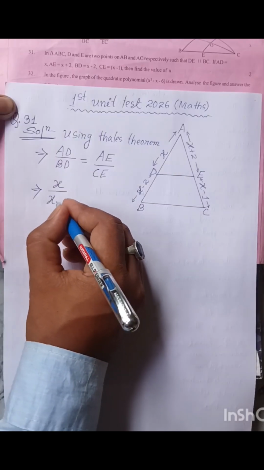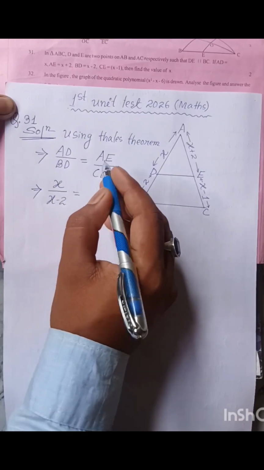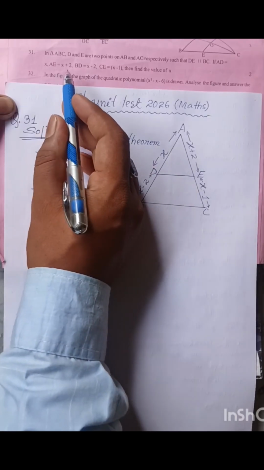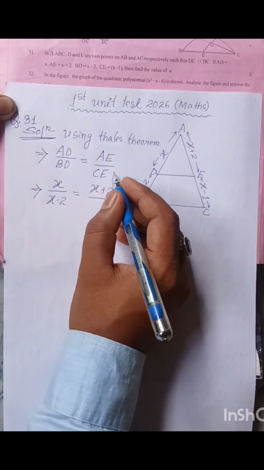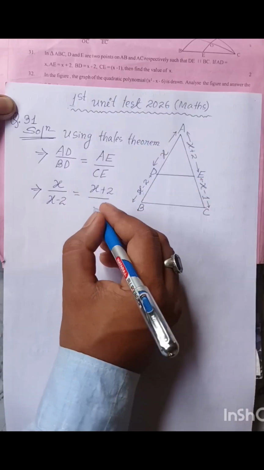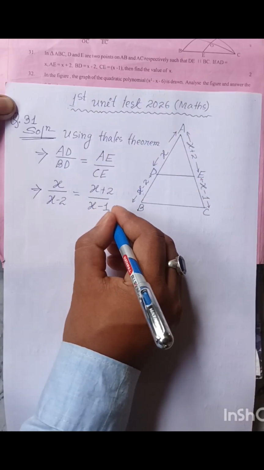So right here X minus 2 equals AE by CE. The AE value is given as X plus 2, so right here X plus 2 by CE. The CE value is given as X minus 1, so right here X minus 1.